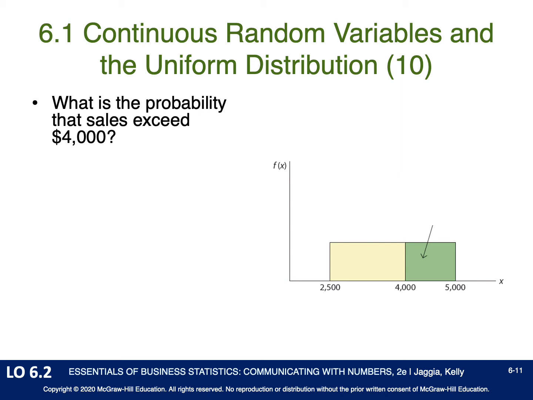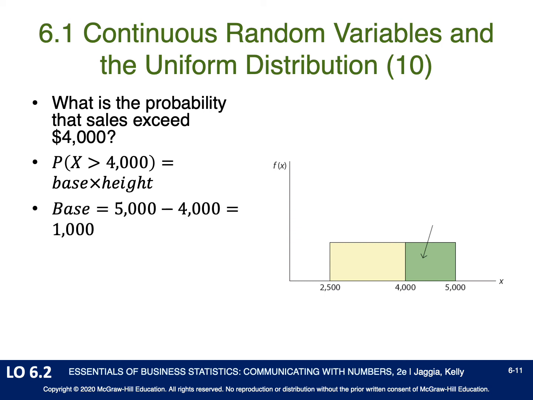So we're asked, what is the probability that the sales exceed $4,000? Okay, so what's the probability that X falls between 4,000 and 5,000? So we know now that our formula is base times height. The probability is base times height. In this case, my base is the difference between 5,000 and 4,000. So my base is just 1,000 here.